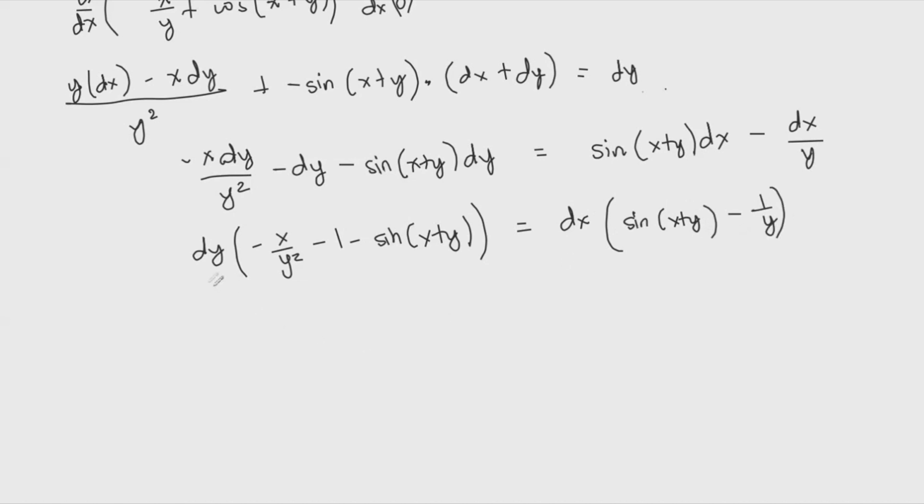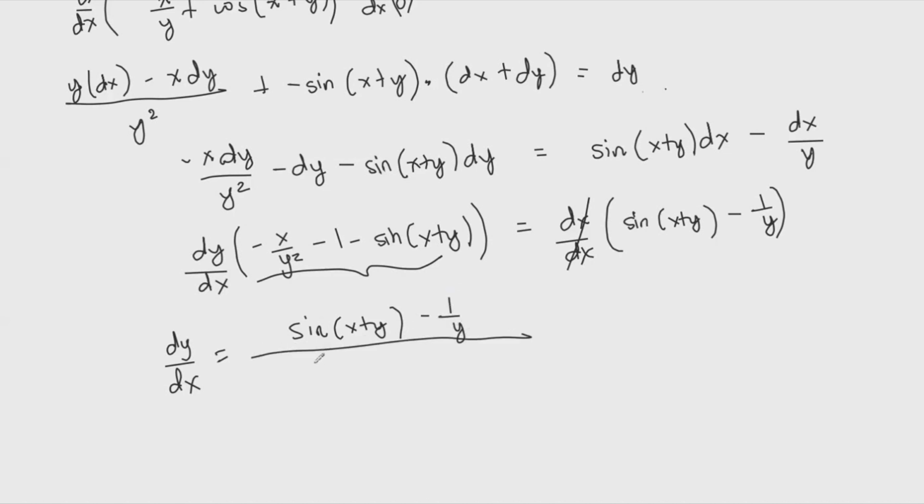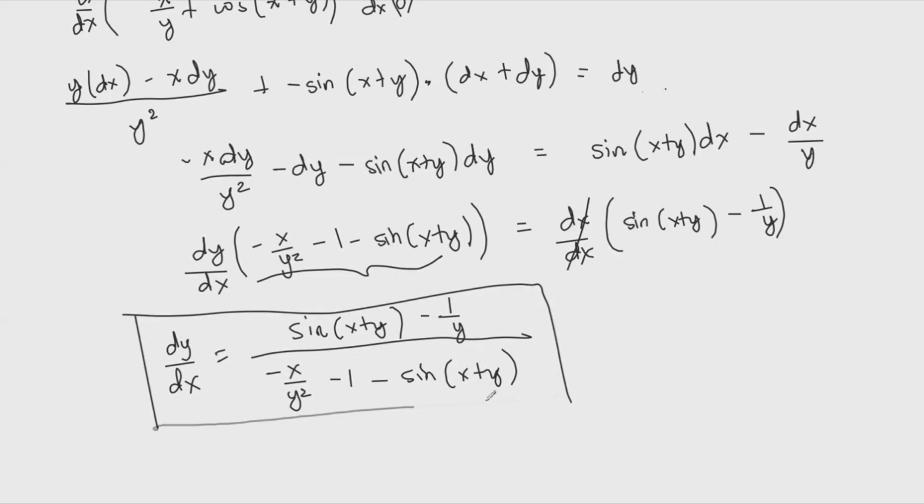And in this case, since I need dy over dx, I'll be dividing both sides by dx. So I have dy over dx, and since I just need this dy over dx, I'll be dividing the whole expression with this. So the answer would be sine of x plus y minus 1 over y divided by negative x over y squared minus 1 minus sine of x plus y. So this is our answer for this problem in terms of the Leibniz notation that we have.